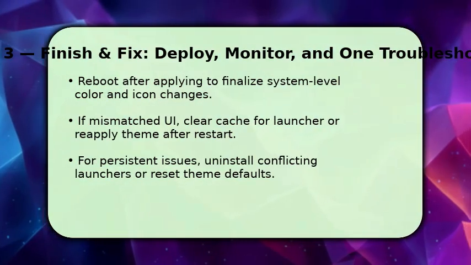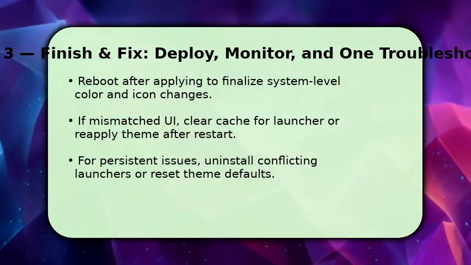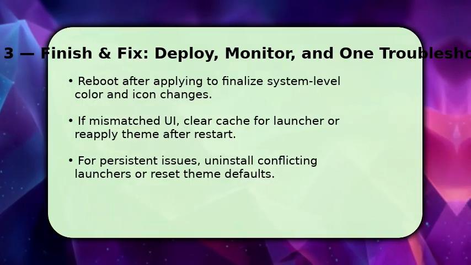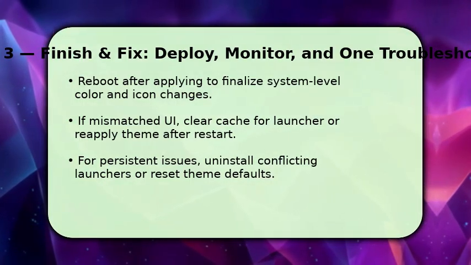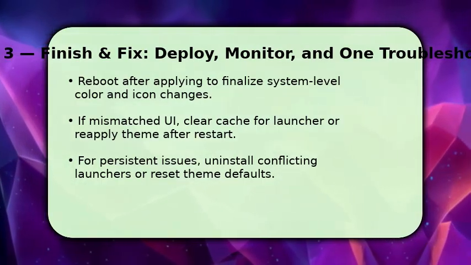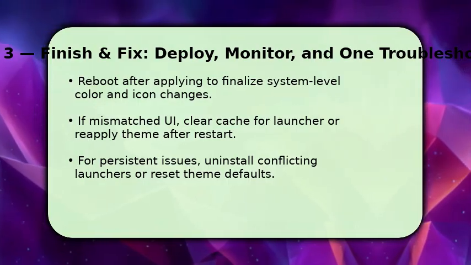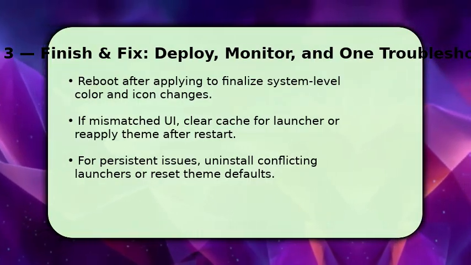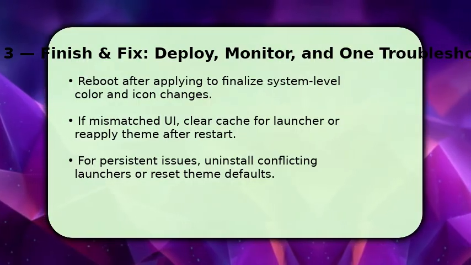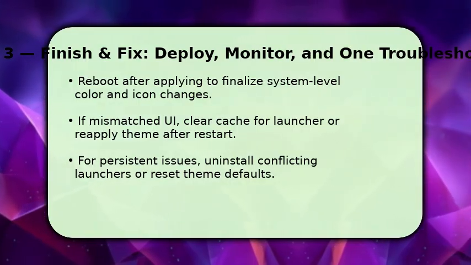After the reboot, inspect the lock screen, quick settings, and app drawer to confirm the Pixel look. If colors or icons look mismatched, clear the launcher cache, then reapply the theme. This often resolves layering issues. If problems persist, remove any third-party launcher or undo recent icon packs and reset theme defaults. One key tip: always reboot before deeper troubleshooting.